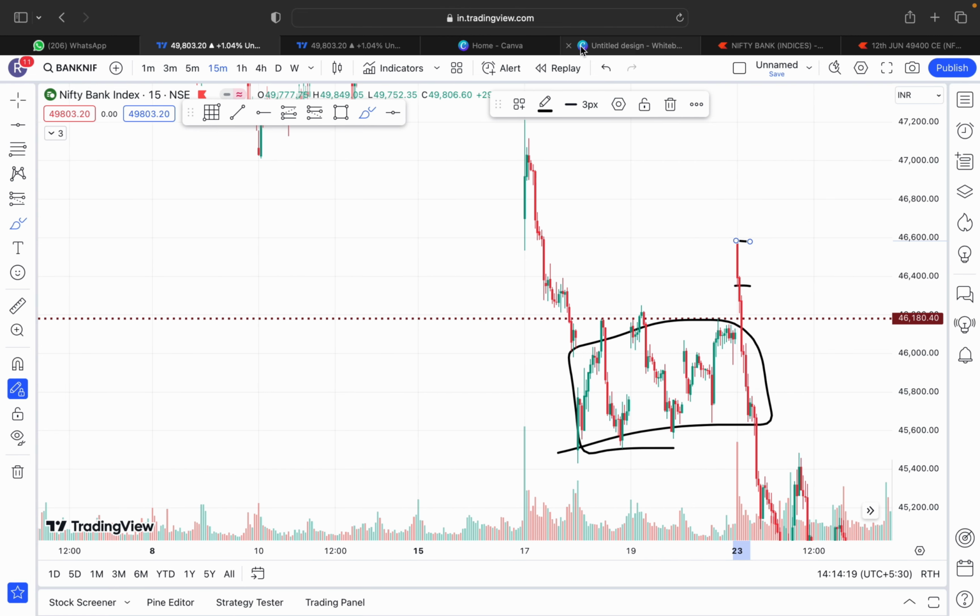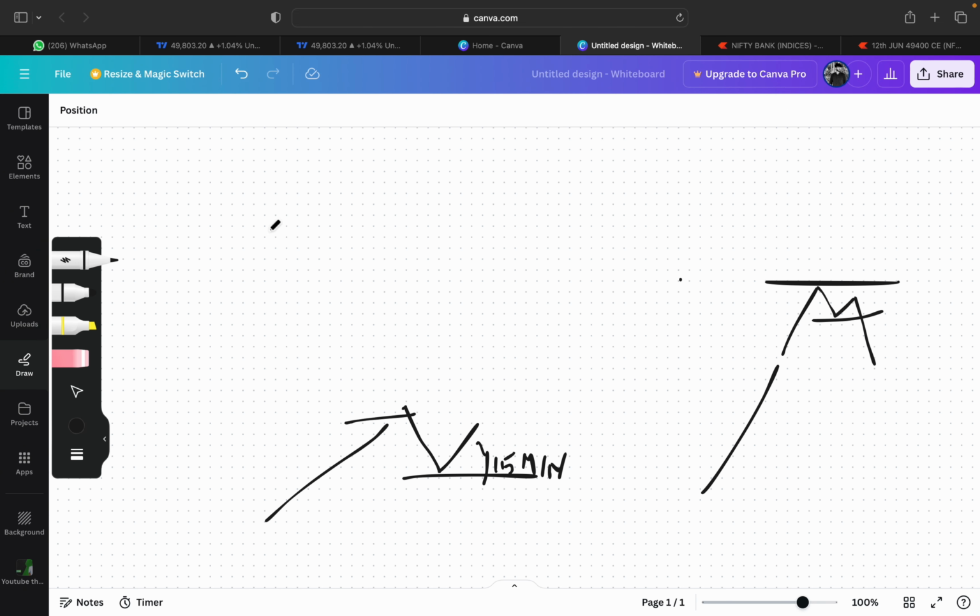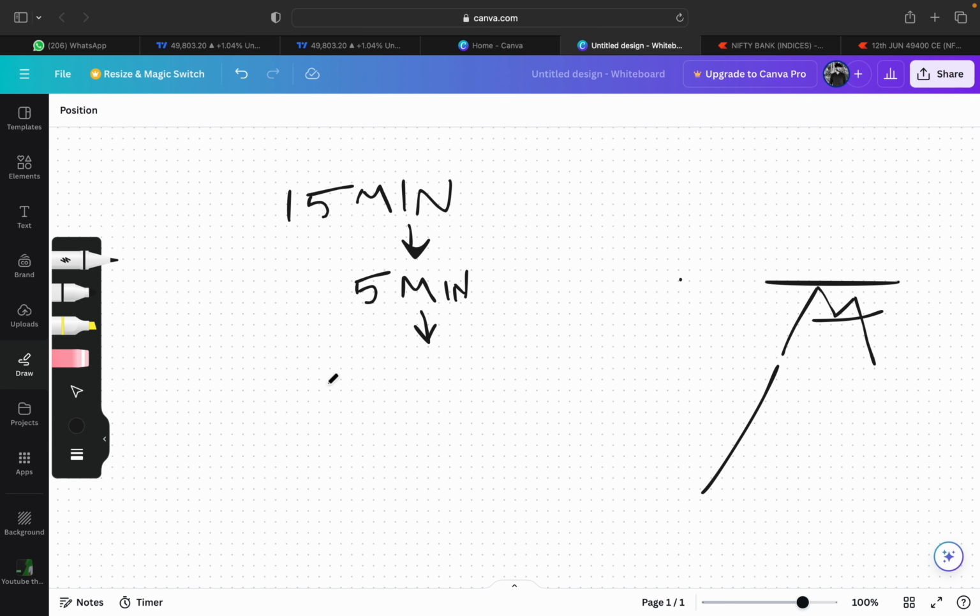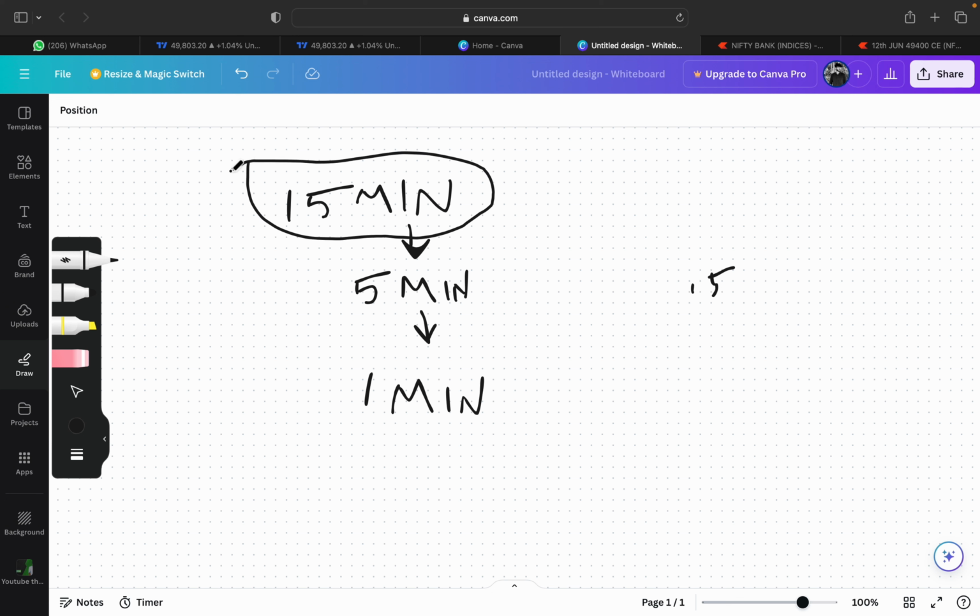I hope you guys understood the basics of it. What we do is, first we confirm a 15-minute. Once a 15-minute is confirmed, either a support or resistance is confirmed, we go to a 5-minute time frame, and then we go to a 1-minute time frame, right? See, there are times where you can take the entry as soon as the close of the 15-minute candle as well. This is the base. Once this confirms only, we shift to the next time frame.